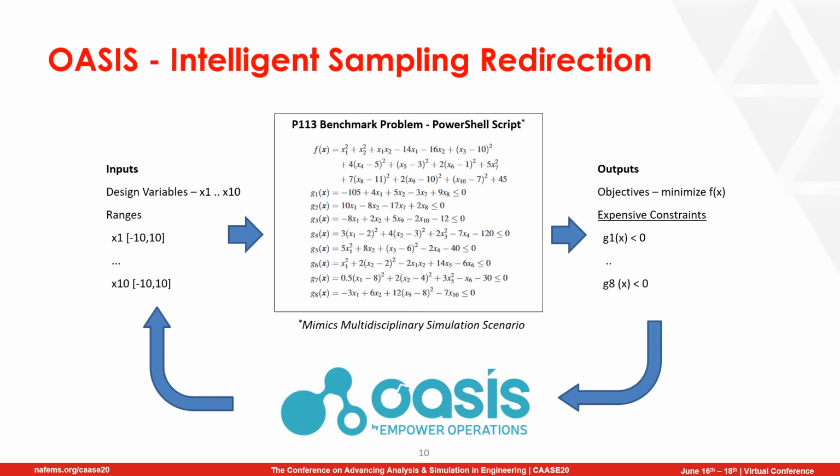An enhanced version of SAXTRO algorithm that I presented in the previous slides is commercialized in Oasis software as a one-click optimizer. To demonstrate the Oasis performance, here I present you the P113 benchmark problem, which is implemented as a PowerShell script. And I show you the optimization setup here to better showcase the inputs and outputs.